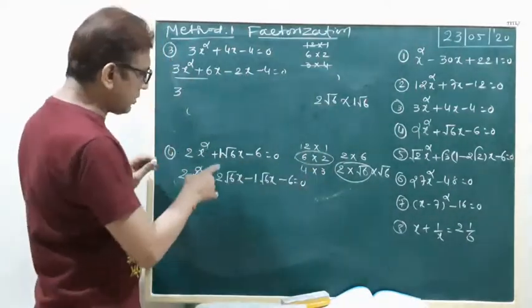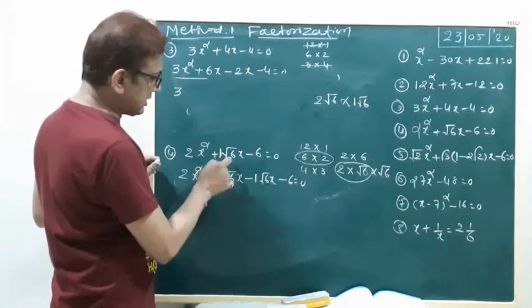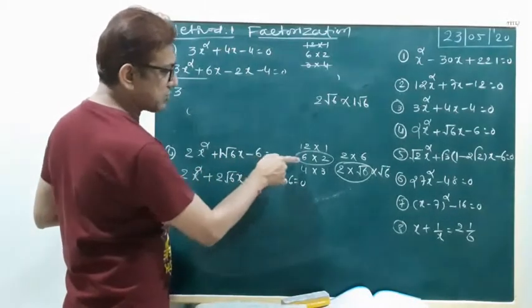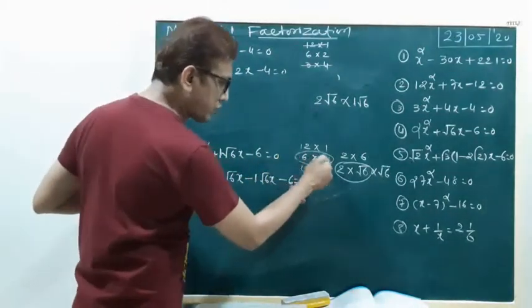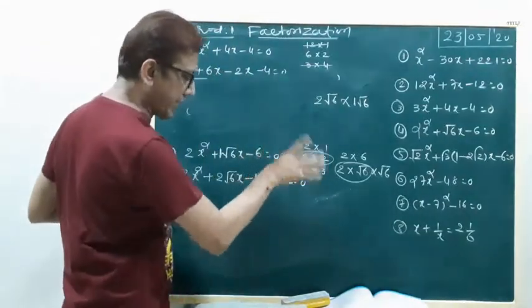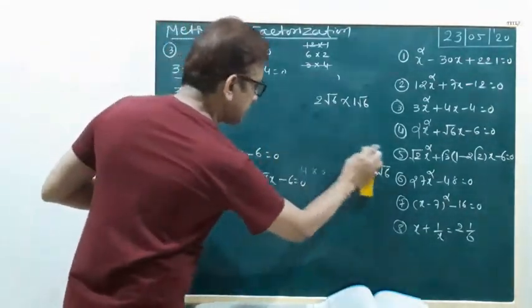X is also common. We carefully look here. Here we are giving the middle term is root 6. Here 6 is only here. Right? So splitting this factor. Okay?